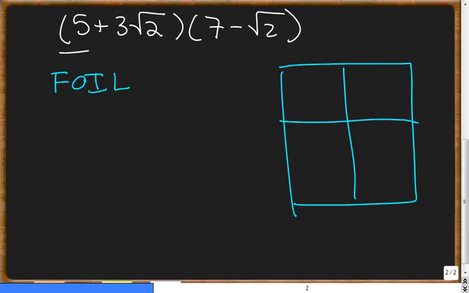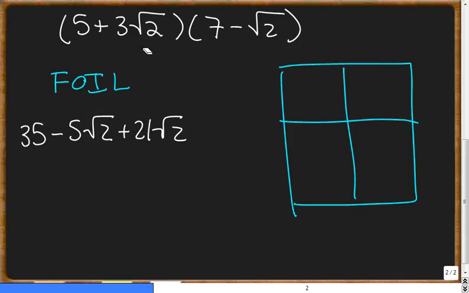So F stands for first, so we do 5 times 7, which is 35. The outside is the outside term, so this would be 5 times negative square root of 2, which makes negative 5 square root of 2. Always write the integer out front and the square root on the back. It's just cleaner that way. I stands for inside, so we have 7 times 3 times the square root of 2, which is plus 21 square root of 2.